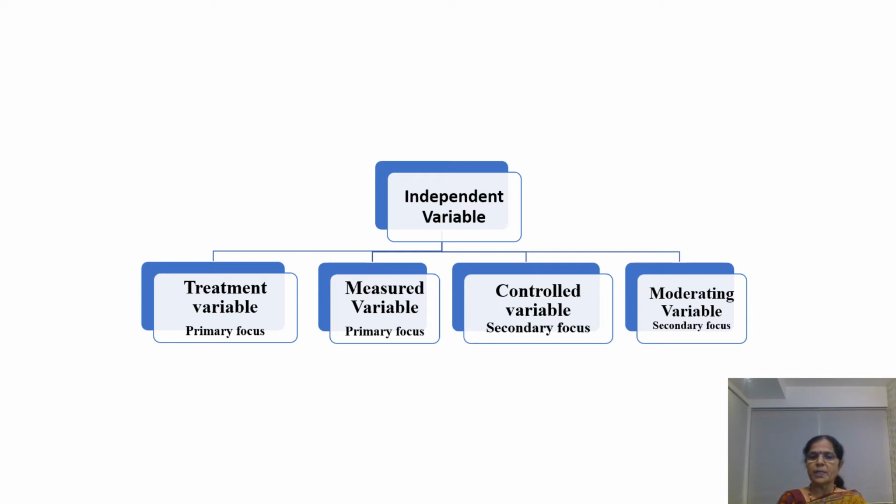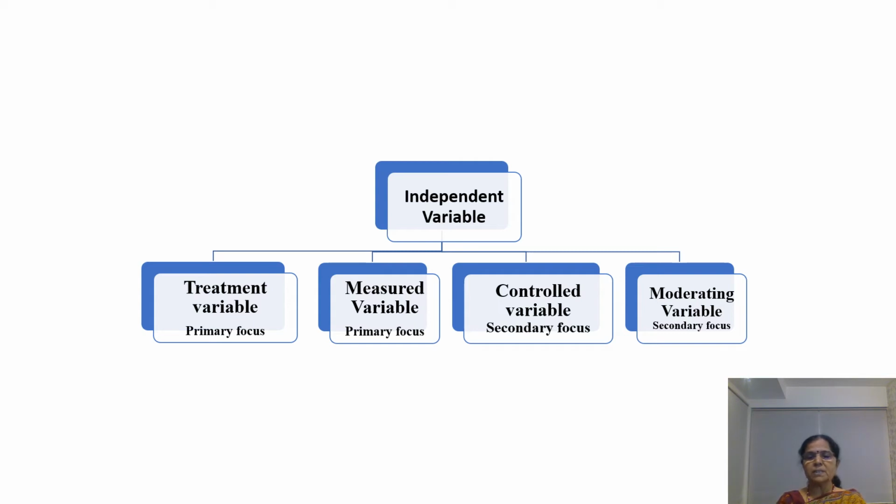So measured variables are also of primary concern to the researcher. They can be observed and measured but cannot be manipulated by the researcher. They can be either categorical or continuous in nature. They are usually used in experimental research or in survey research.